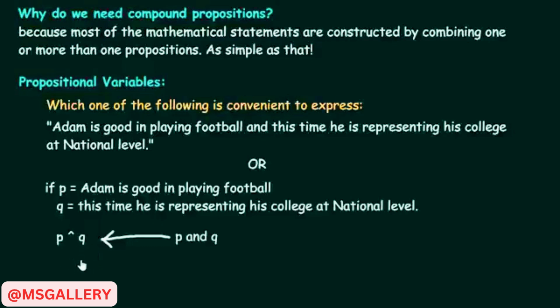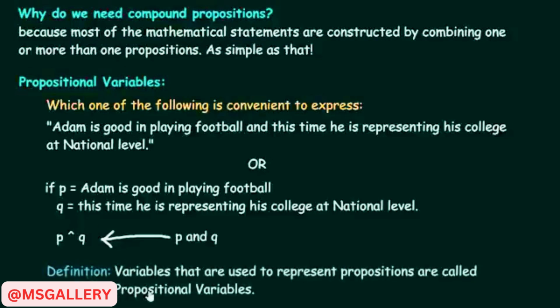Now let's talk about the definition of propositional variables. Variables that are used to represent propositions are called propositional variables. Simple. These are the variables which are used to represent the propositions, and then it is much more convenient to combine these two propositions using certain operators that are available in propositional logic. We'll talk about this operator as well as more operators available in propositional logic in the subsequent lectures. Right now it is sufficient to know that we would be able to represent propositions using propositional variables, and finally we would be able to combine them using these operators.